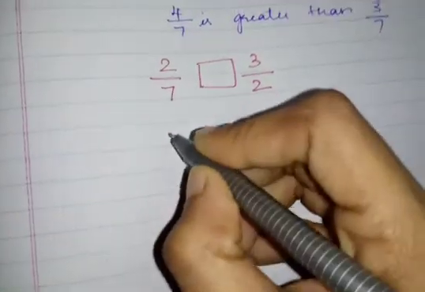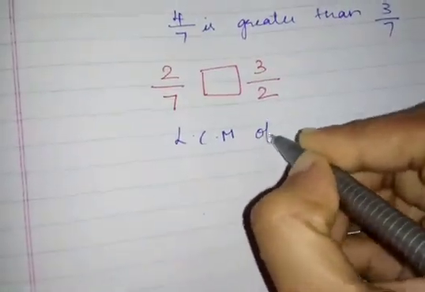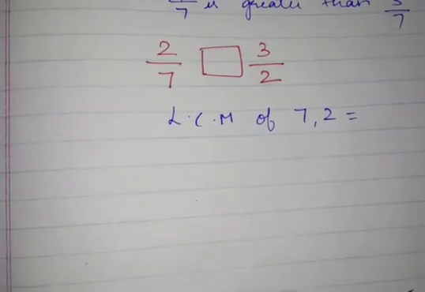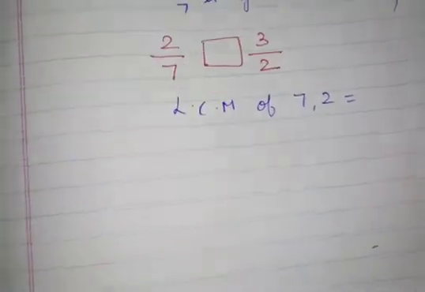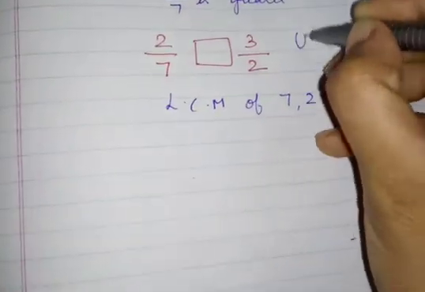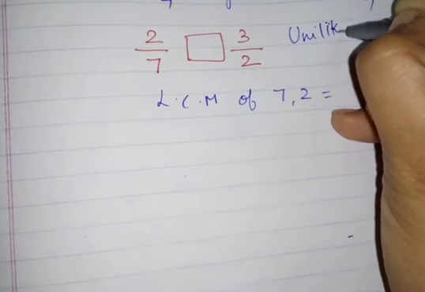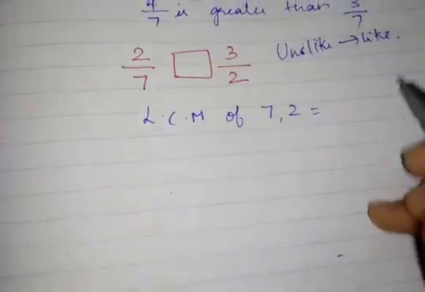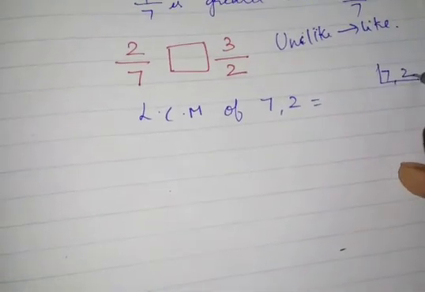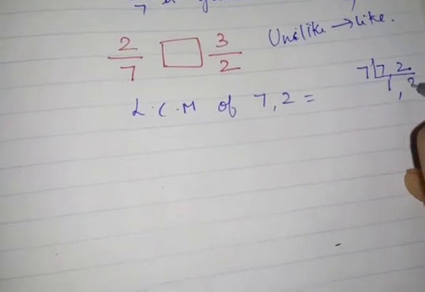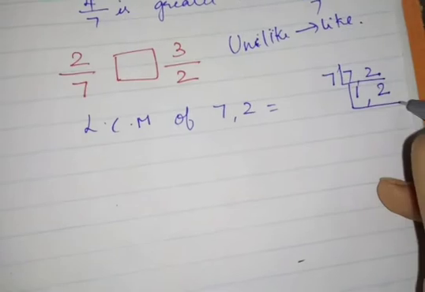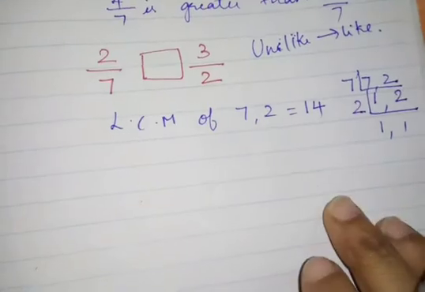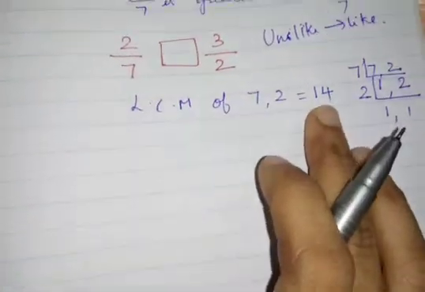We'll use the LCM of 7 and 2. Why am I taking the LCM? In order to make both fractions like fractions, because these are unlike, I am going to convert these unlike fractions to like fractions using the LCM. So 7 ones are 7, then 2 does not come in the 7 table, then 7 twos are 14. So we got the LCM value as 14.